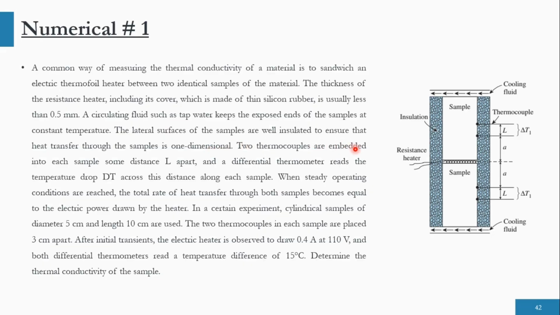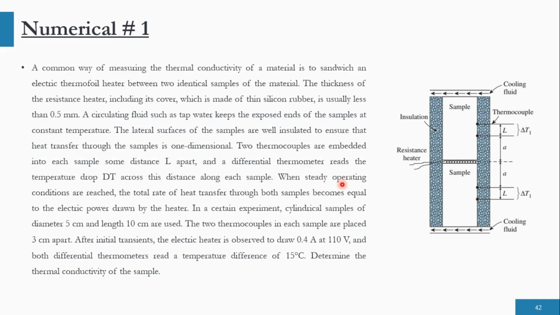Two thermocouples are embedded into each sample some distance L apart, and a differential thermometer reads the temperature drop dT across this distance along each sample. So there is a thermocouple here and a thermocouple here. Both have the same value of L, and the first thermocouple measures the temperature difference across this point, and the second thermocouple measures across this point.